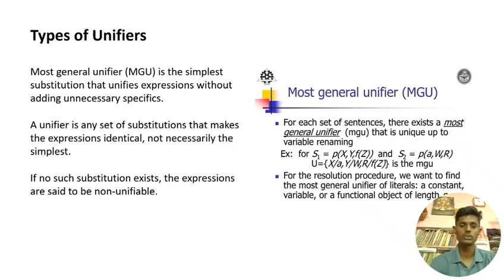For example, s1 is equal to p of x comma y comma f of z, and s2 is equal to p of a comma w comma f of z. Then the most general unifier is u equal to x by a, y by w, z by f of z. This is the MGU. For the resolution procedure, we want to find the most general unifier of literals, constants, variables, or functions.